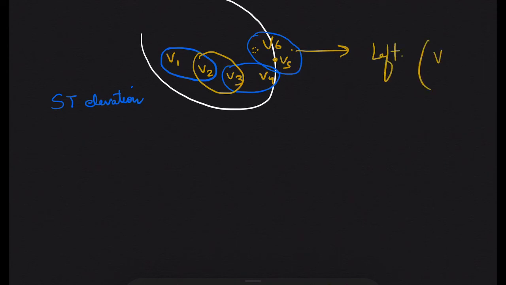V5 V6 actually lie above the left border or left margin of the heart, which is formed by the left ventricle, or you can say the posterior wall of the heart. So any infarct in that wall will cause ST elevation in the V5 V6 leads.